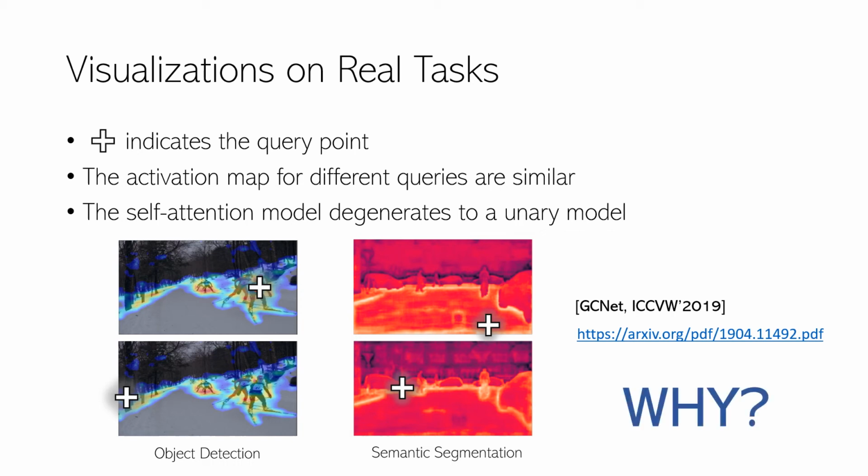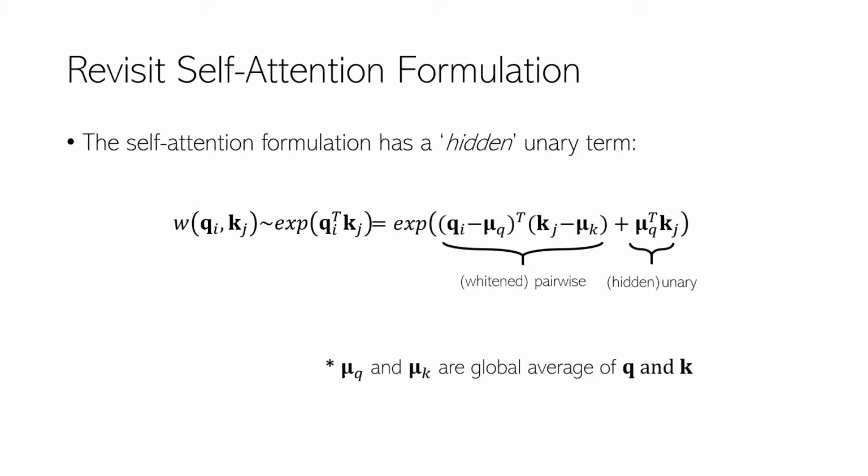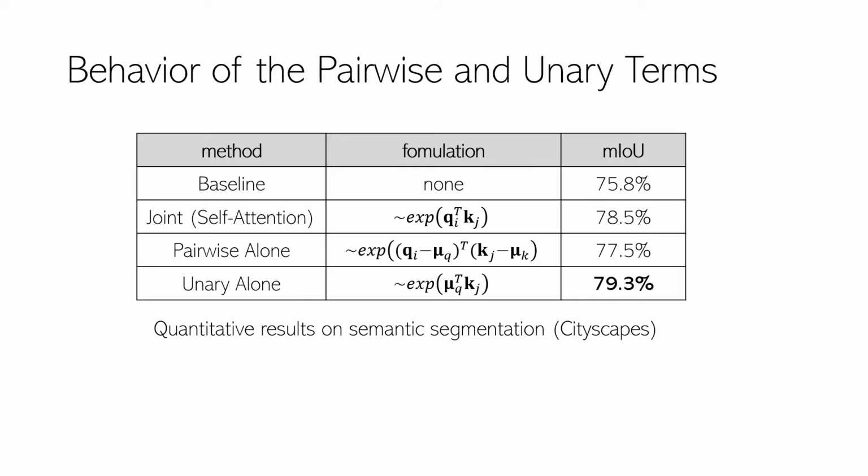So, what causes the degeneration issue? To answer this question, we examine the formula of self-attention in depth. Please see this formula. We find that this self-attention formula can be divided into a weighted pairwise term and a hidden unary term.